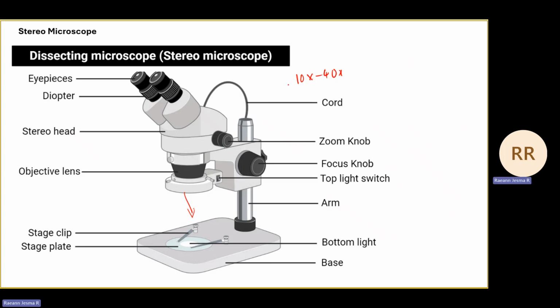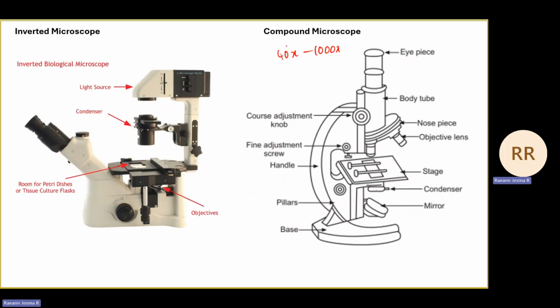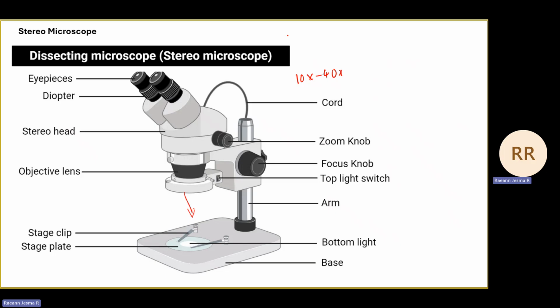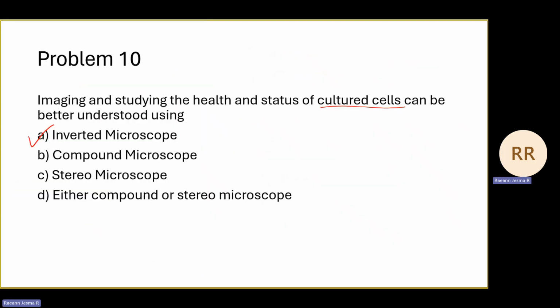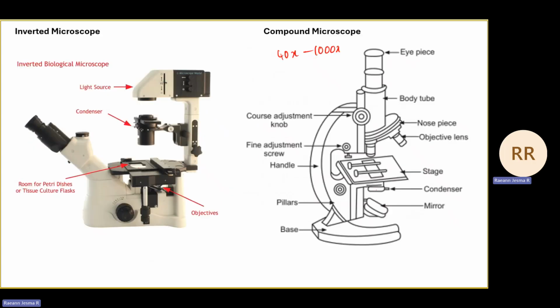So since it has lower magnification, we can also view large specimens. Like in a compound microscope, the size of the specimen that you can use to see is smaller than that of the stereo microscope. Okay. So for cultured cells, which are very small, we can use an inverted microscope because we need a higher range of magnification.